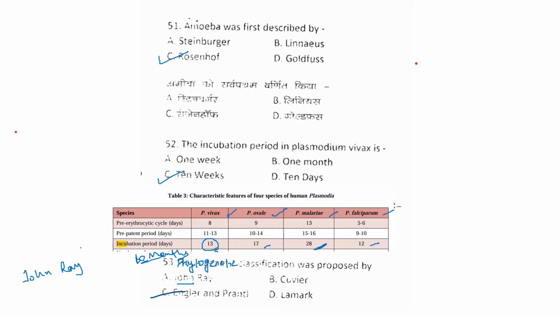Now he was the one who gave this definition of species, and he is also called the father of natural history. Now we say this Cuvier. Cuvier actually is the founder of comparative anatomy, and he wrote an essay on the theory of Earth. So Cuvier is called the father of paleontology.